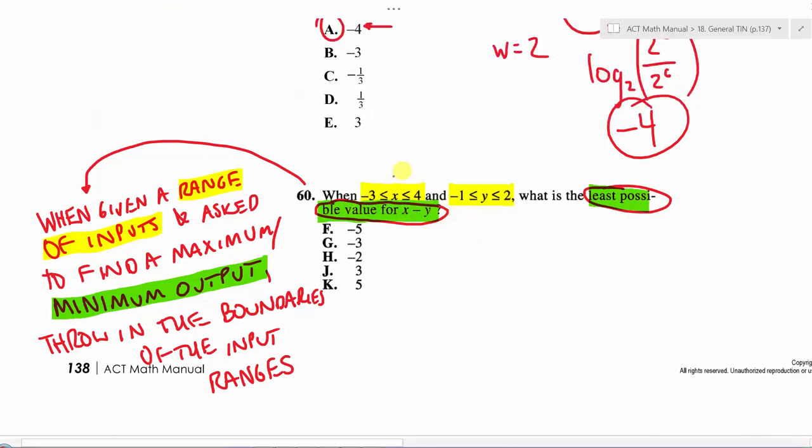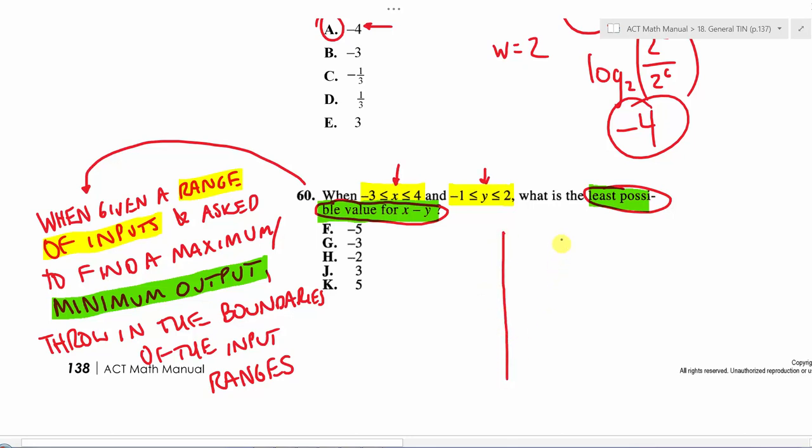What a lot of students do on this question is they fool around in between the -3 and the 4 and the -1 and the 2. In other words, they'll make x equal to 1 or x equal to 0, and they'll make y equal to 0 or y equal to 1.5. And while that's not necessarily wrong, it is not the most efficient way to tackle a question like this. Here's the most efficient way to tackle a question like this.